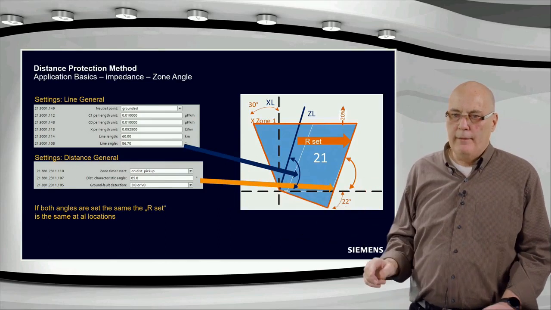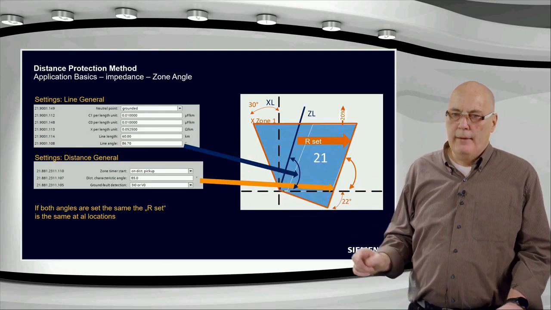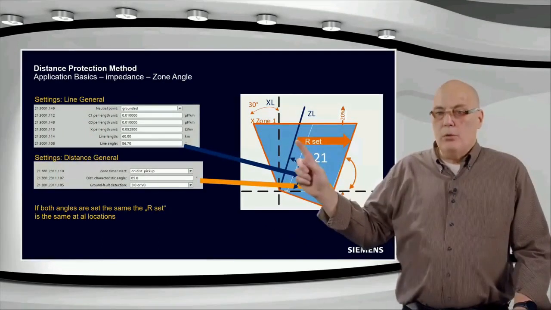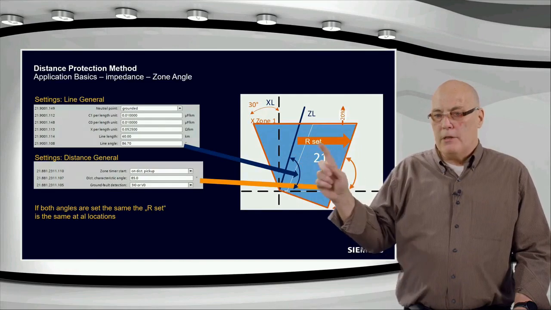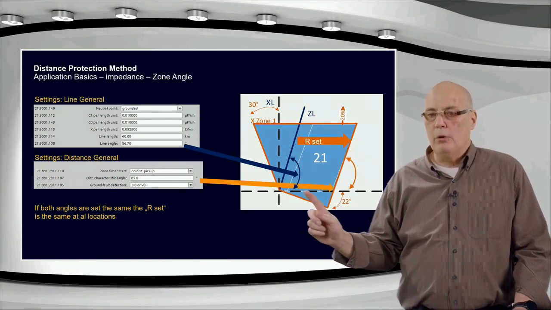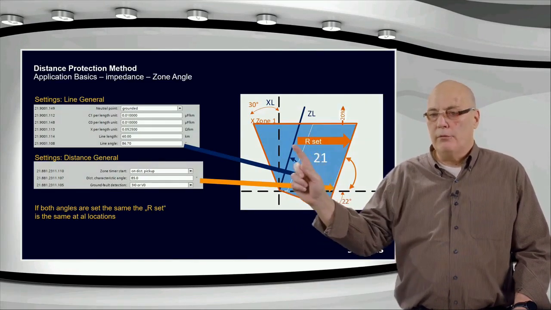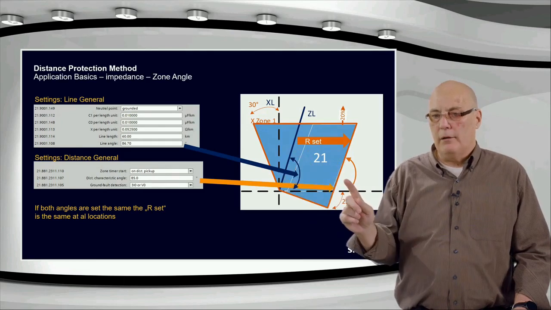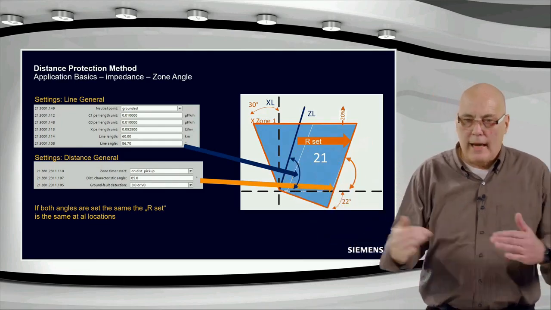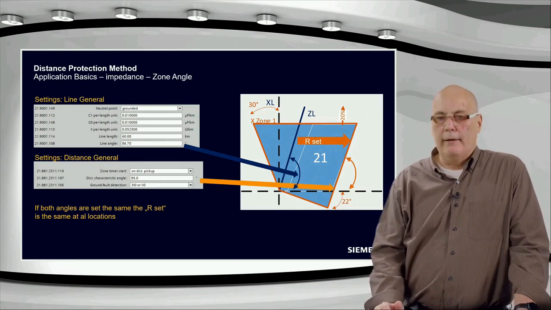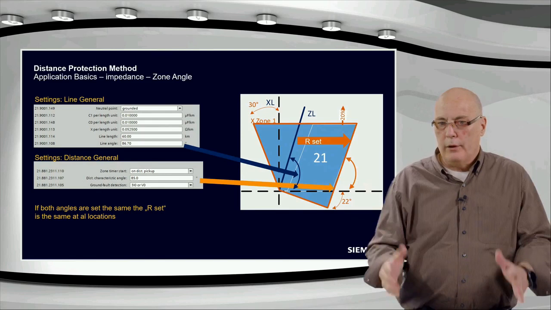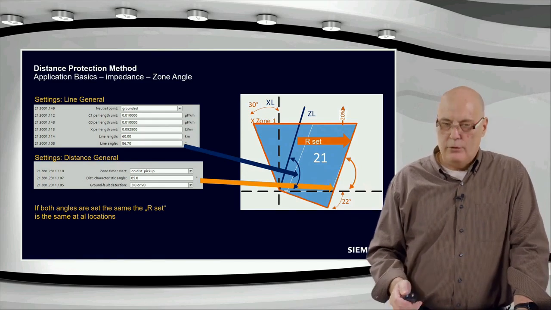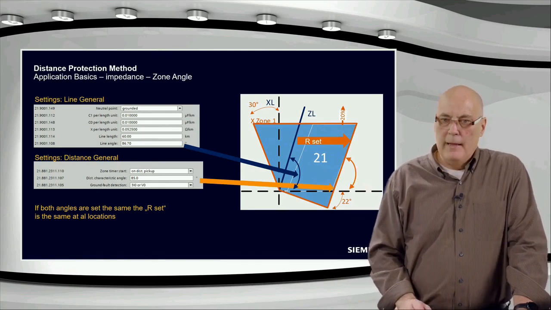Okay. Why do we set them the same? If we set them the same, that would mean that these two lines are parallel, the blue and orange line here. And that means the R setting you have applied at the bottom here would apply at all locations on the line. Because if these two lines are parallel, they have the same angle, then this R set is the same over the entire line length. And that is what we really want. We want to have resistance coverage for all locations inside the zone, and that you achieve by setting those angles the same.